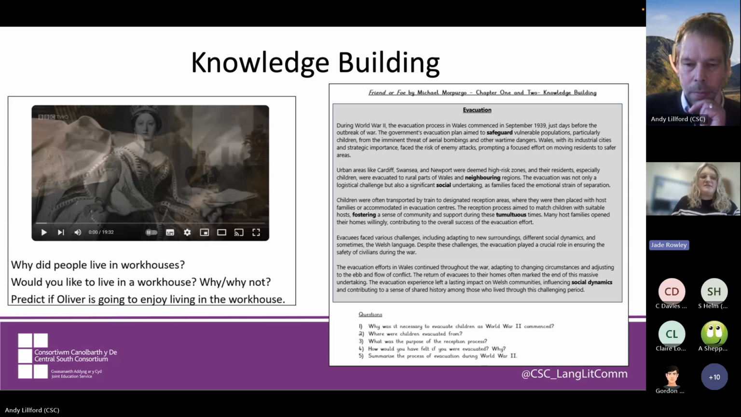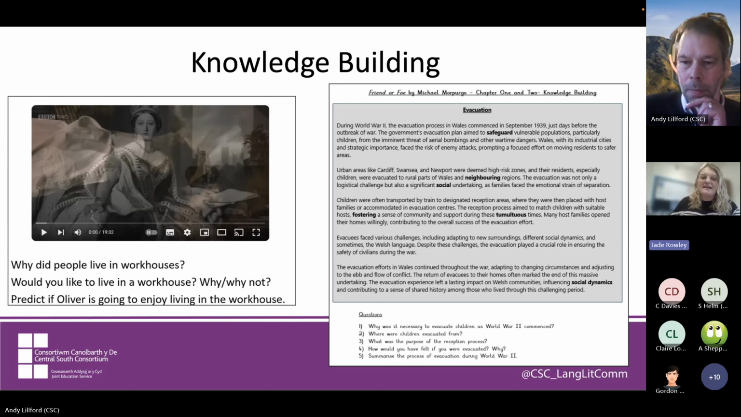So for example, on the slide, you can see the children watched part of a video from the BBC about the workhouse in relation to Oliver Twist, and then had some questions to answer in class by linking that knowledge to the story of Oliver Twist. And then in the next example, Friend or Foe by Michael Morpurgo.